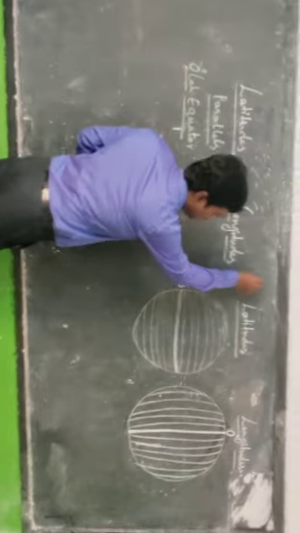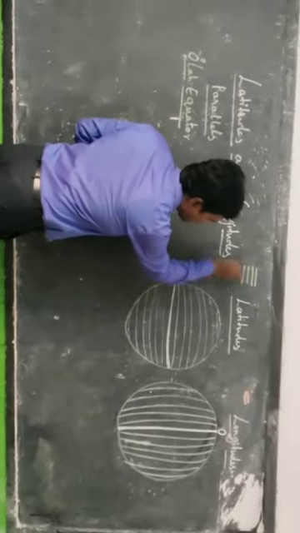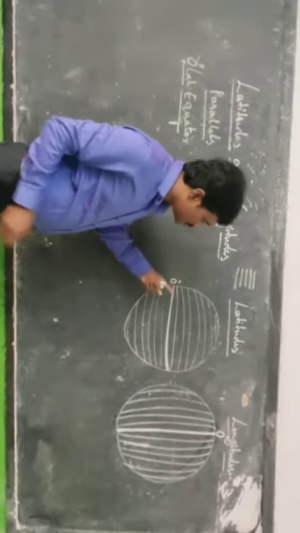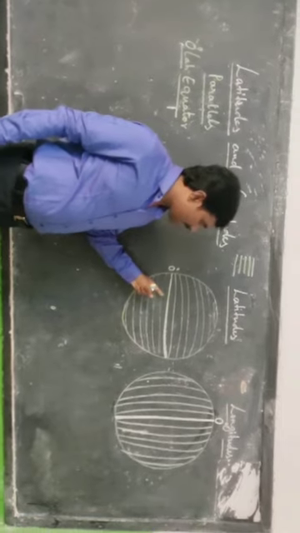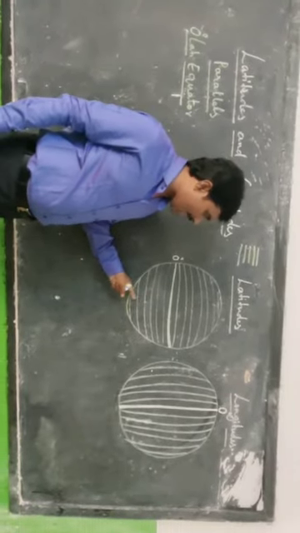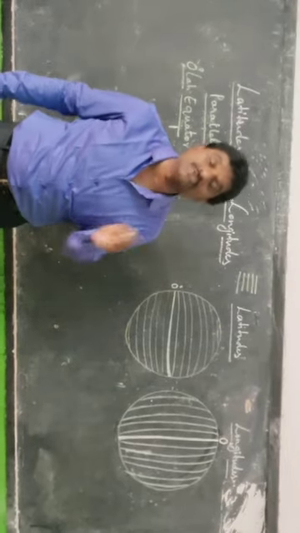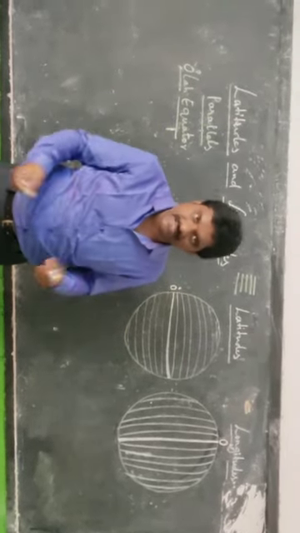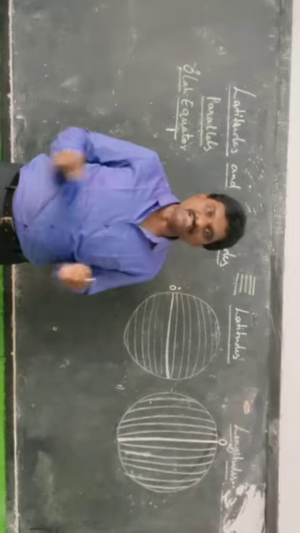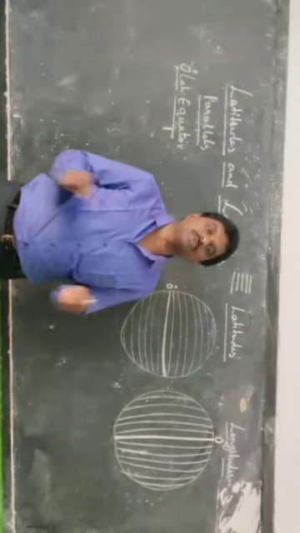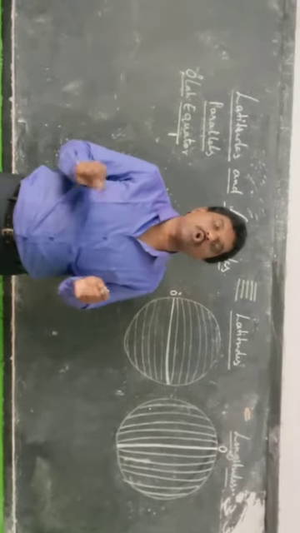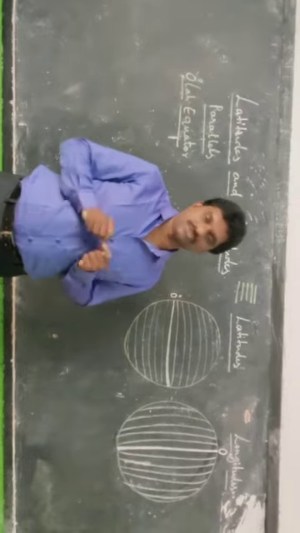All the lines that are drawn parallel to the equator. You know what parallel lines are? The lines that are drawn parallel to the equator are called latitudes. I repeat the definition: the lines that are drawn parallel to the equator are called latitudes.